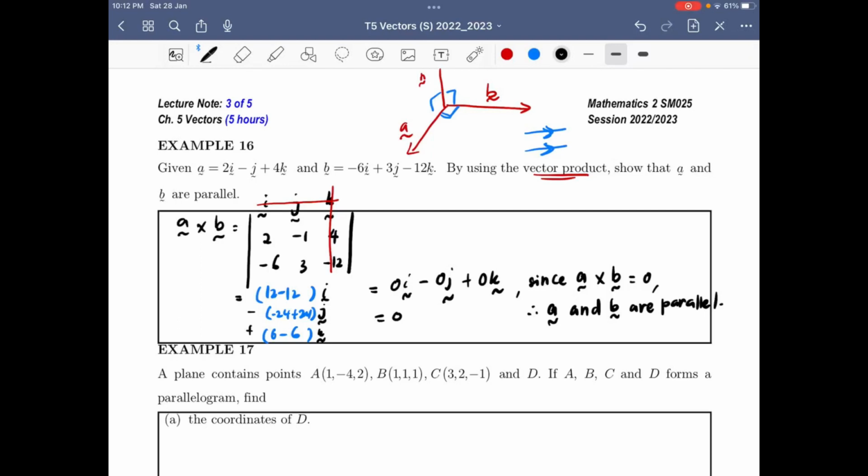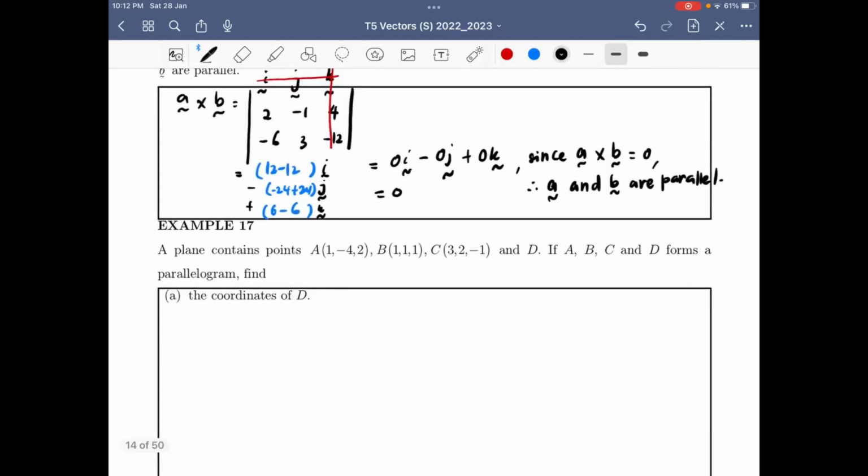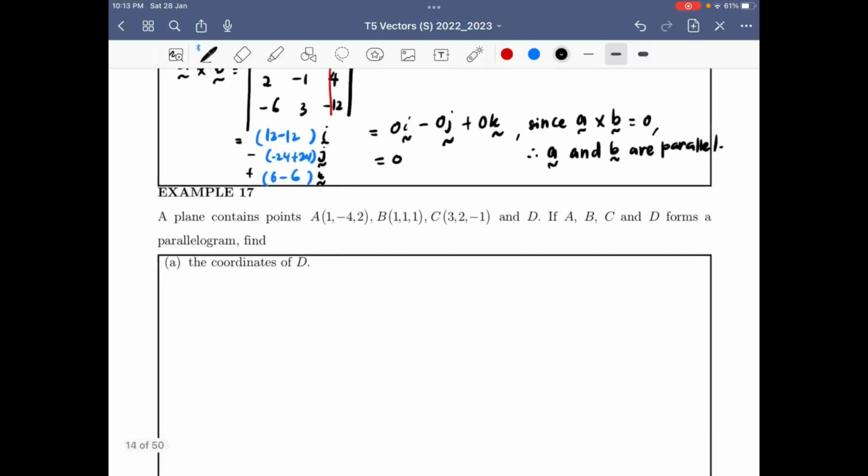Now we go to example 7. Example 7, a plane contains points A, B, C, and D. If A, B, C, and D forms a parallelogram, find the coordinates of D. We need to draw it first so that we can see what we are talking about. We have a plane. Okay, wow, very big plane here. Let's say we have A here, B here, C here, and then D here.